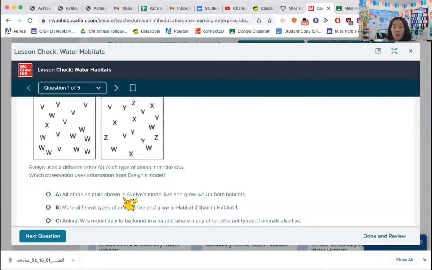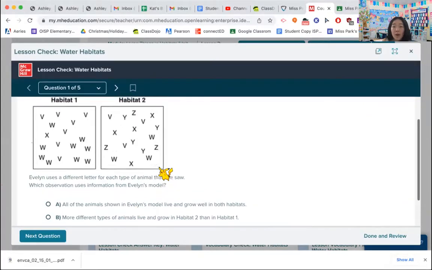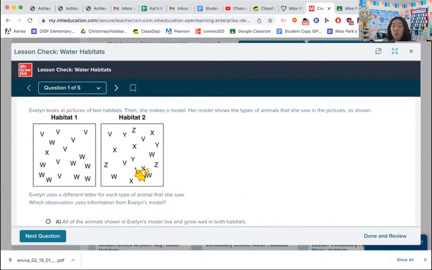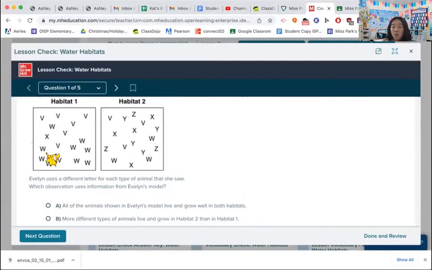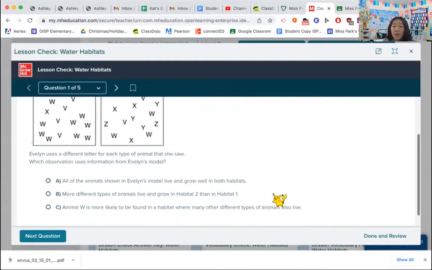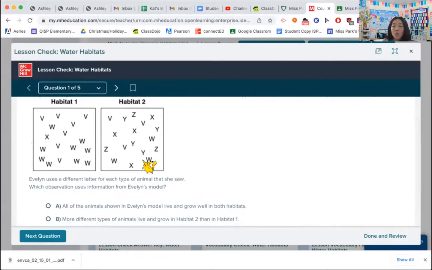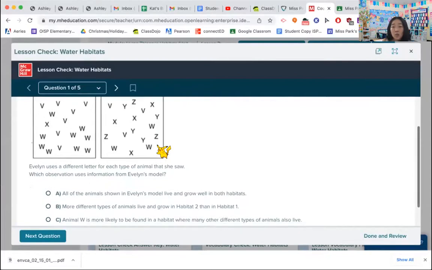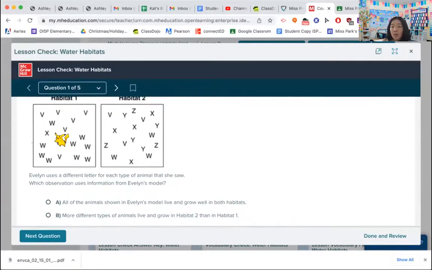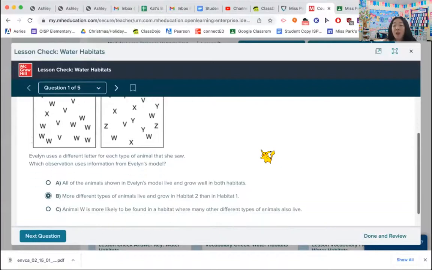A, all of the animals shown in Evelyn's model live and grow well in both habitats. Do all of the animals shown, so rabbits, foxes, and snakes, do they all live in both habitats? No, so that is not going to be A. What about B? More different types of animals live and grow in habitat 2 than in habitat 1. So are there more different types of animals in habitat 2 than in habitat 1? True or false? True. What is the extra animal that lives in habitat 2 that doesn't live in habitat 1? The foxes. Very good.